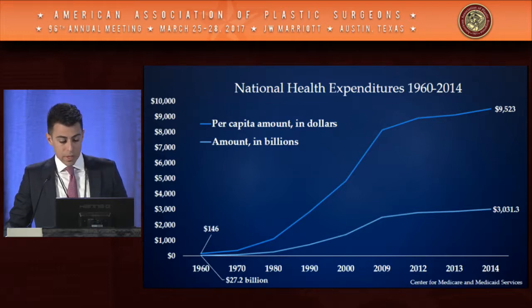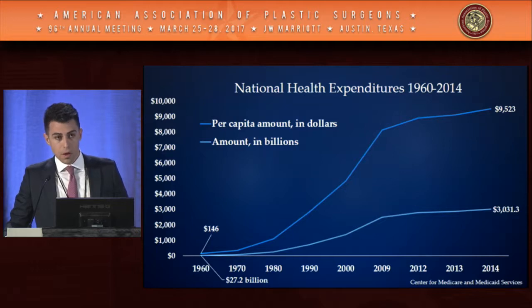In terms of the total expenditures in 1960, it was $27.2 billion. And that skyrocketed to $31.3 billion in 2014. Even when adjusted for inflation, we're talking about a 1,400% increase in the cost of healthcare. So the question is, what can we as plastic surgeons do to decrease the cost of healthcare in the United States without compromising the care of our patients?